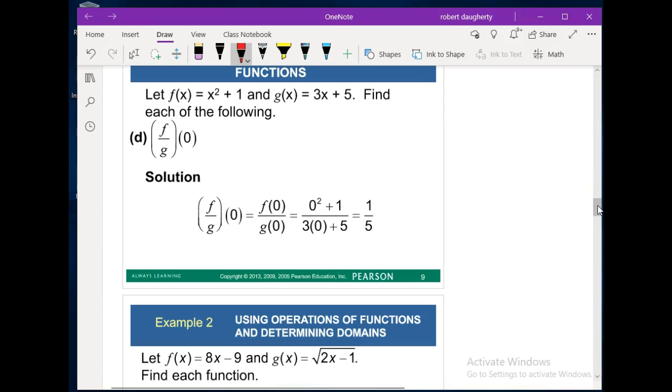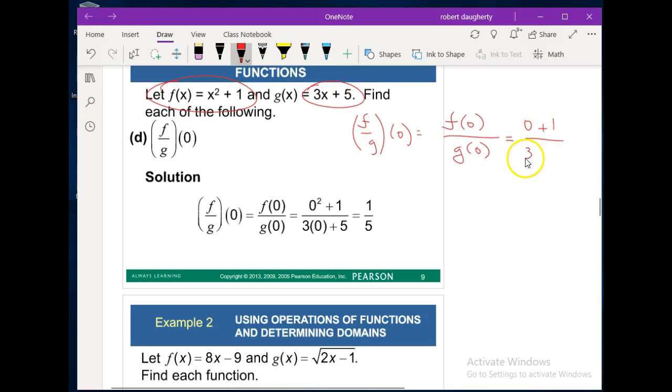Let's look at the next one. Same functions f and g. Let's find the quotient f divided by g of 0. So f divided by g of 0 is going to be f of 0 divided by g of 0. What is f of 0? So you plug in a 0 into that equation for f, and you get 0 plus 1. What is g of 0? If you plug a 0 in there, you get 3 times 0 plus 5. And so this is 1 over 5, or 1/5.